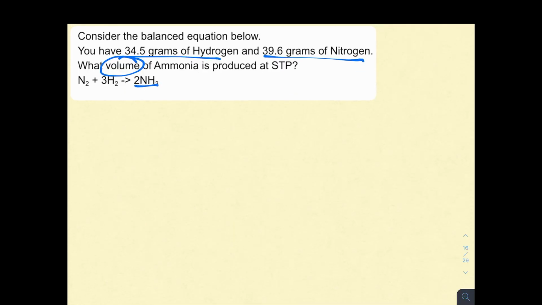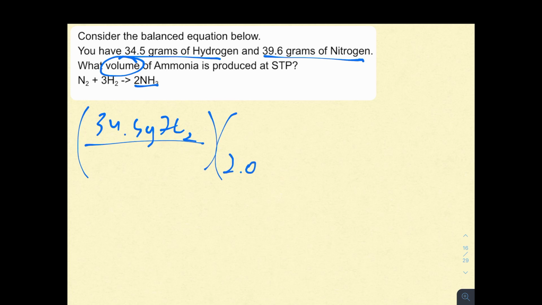Now, let's do two more advanced stoichiometry problems. We are now given the chemical equation for the formation of ammonia, a common household cleaner. We are given 34.5 grams of hydrogen and 39.6 grams of nitrogen. We are asked to figure out how many liters of ammonia at STP will be made, assuming the reaction goes to completion. We are not told whether a reactant is in excess, so we have to check for a limiting reagent. Let's start with hydrogen.